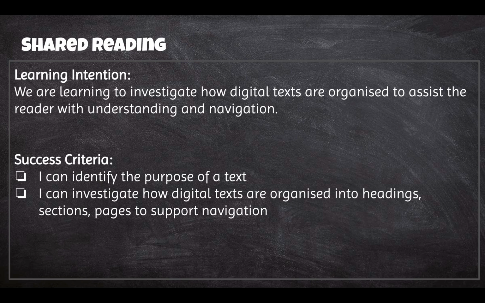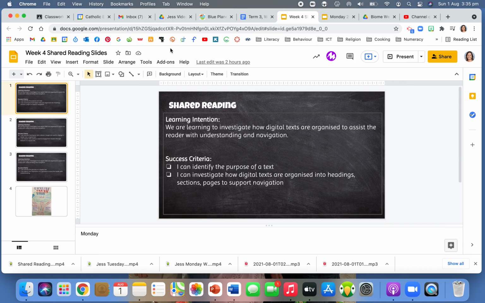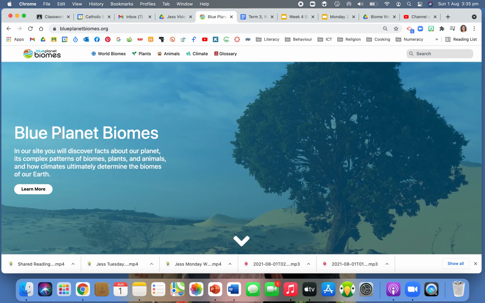So in our shared reading today we need to be able to identify the purpose of a text, and we need to investigate how digital texts are organized into headings, sections, and pages to support navigation. Okay, so we're thinking about all of those things. Let's have a look at our text today. We've got a website that we're going to be exploring, and it is called Blue Planet Biomes.